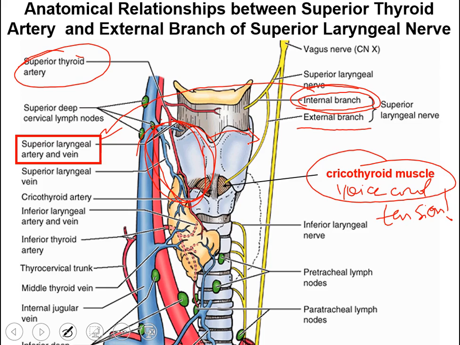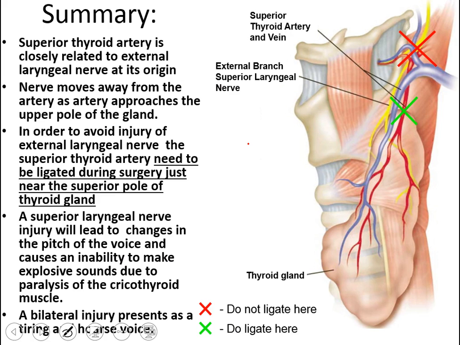A superior laryngeal nerve injury will lead to changes in the pitch of the voice and cause an inability to make explosive sounds due to paralysis of the cricothyroid muscle, the muscle which increases tension of the voice cord. Bilateral injury of this nerve will lead to a tiring and hoarse voice.